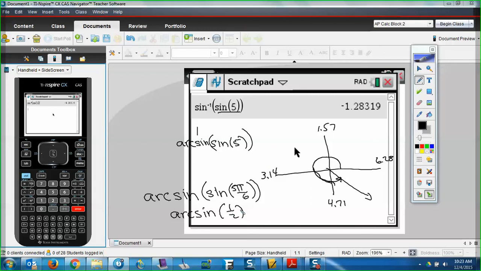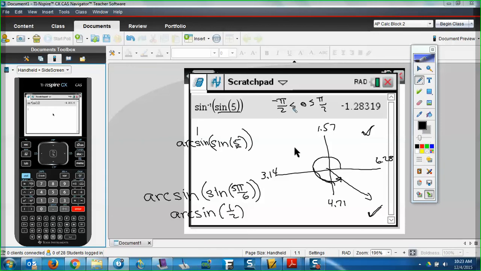Because you had to restrict the domain. Arcsine only is going to give values in what quadrants? 1 and 4. 1 when sine is positive, 4 when sine is negative, right? So, is 5 in quadrant 1 or 4? Now, when I say quadrant 1 or 4, what I really mean is between negative pi over 2 and pi over 2. That's what we mean, right? So I think I talked about that yesterday.